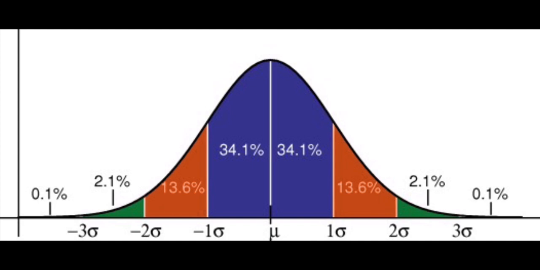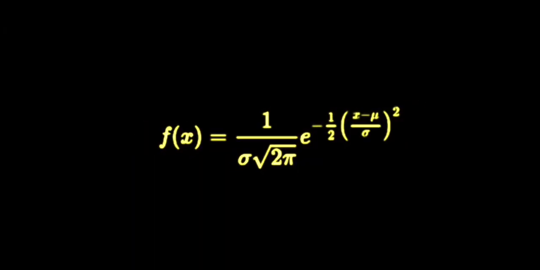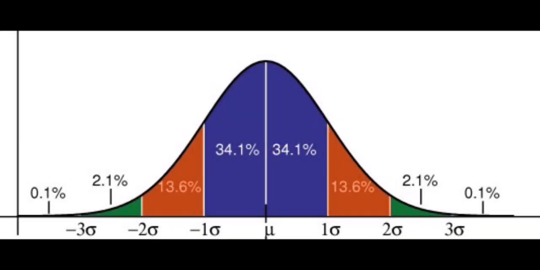To visualize the bell curve, we can apply this formula. f(x), the bell curve function, equals 1 divided by sigma multiplied by the square root of 2 pi, and all of this multiplied by e to the power of negative z-score squared divided by 2. The resulting curve will be similar to this curve.